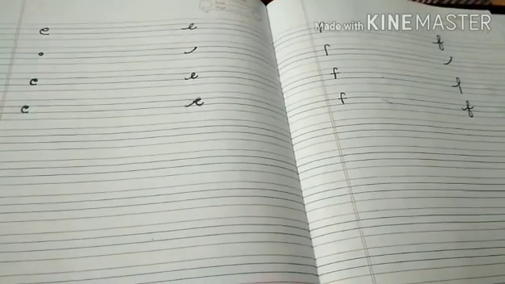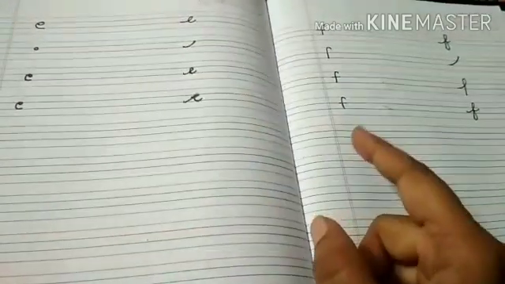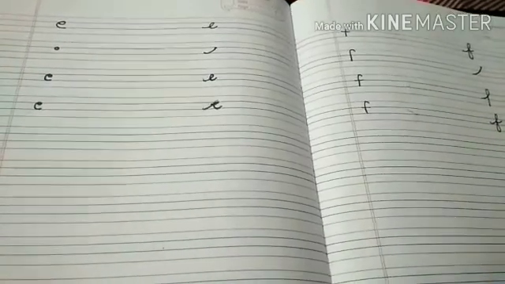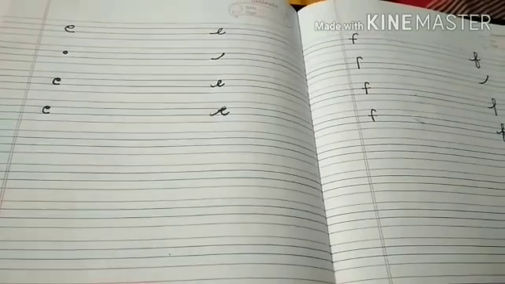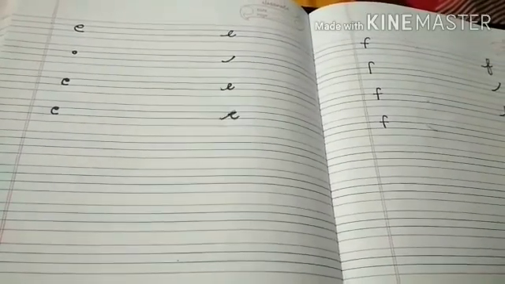Children, this is your previous work. Small e, cursive e, small f, cursive f. I hope you are practicing well at home. So children, did you complete your work? I hope you have completed your work on time.